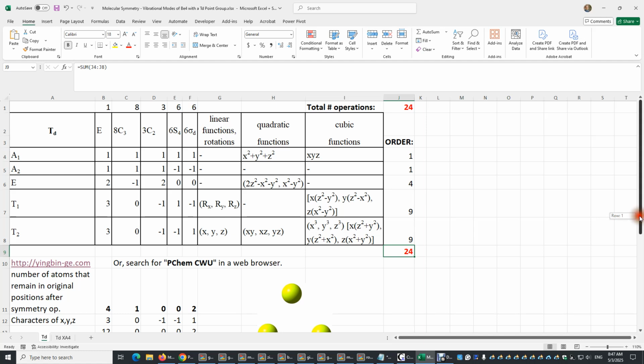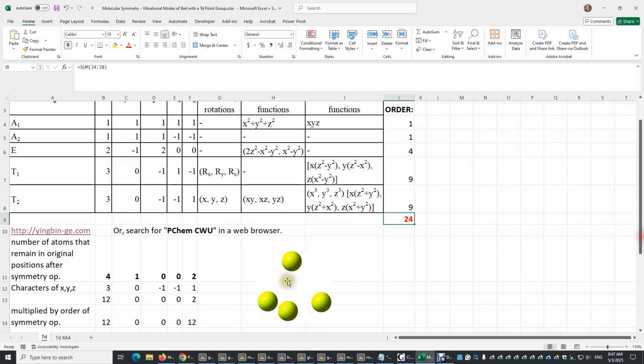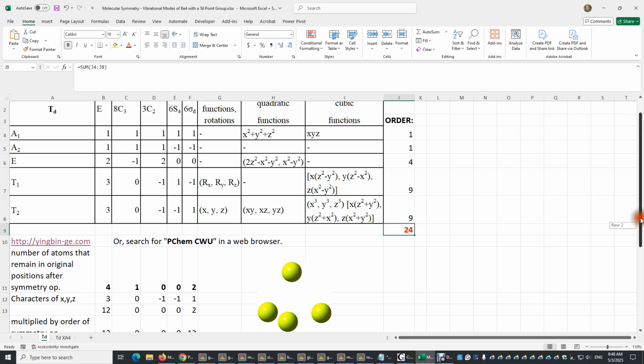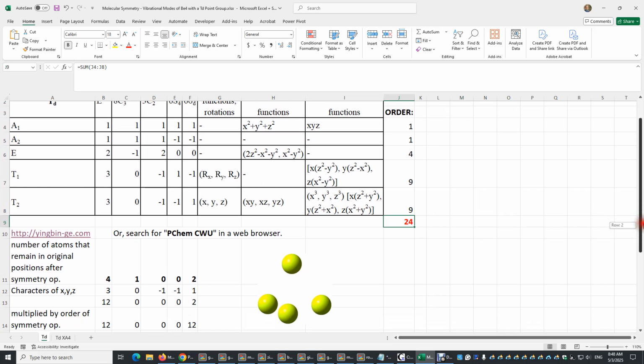Now let's look at the motions of these atoms. We have 4 atoms in this structure, and 4 atoms have 12 independent coordinates and therefore 12 independent motions. Among these 12 independent motions, we have 3 translations and 3 rotations of the entire structure. In 12 minus 3 minus 3, we will see 6 vibrational modes. And how do we determine the symmetry of the vibrational modes?